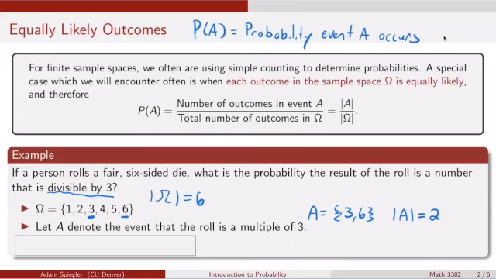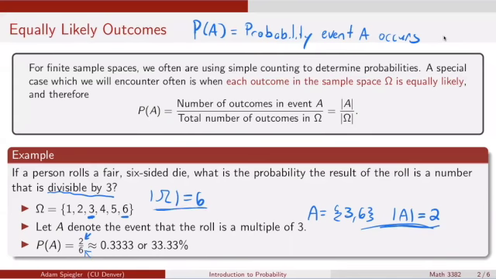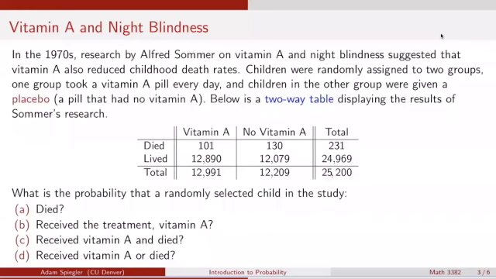So therefore, when we're ready to calculate the probability that event A occurs, we can now take the number of elements in set A, which is 2, and divide that by the total number of elements in our sample space, which is 6. So that gives us a proportion of 0.33333 repeating. In other words, 33.33333%.